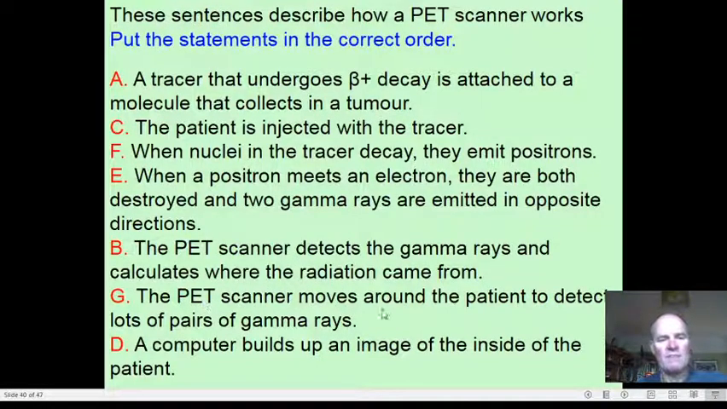The PET scanner moves around the patient to detect lots of pairs of gamma rays, and then the computer builds up the image of inside the patient. And again, the tomography is doing it in slices, so as you move the patient through, you build up a 3D picture of the size of the tumour as well as its location. So hopefully you got those in the right order and it makes sense. If you didn't, can you see why you didn't? And if you're still not sure, bring it to the tutorial that we'll have through a Teams meeting in the very near future.